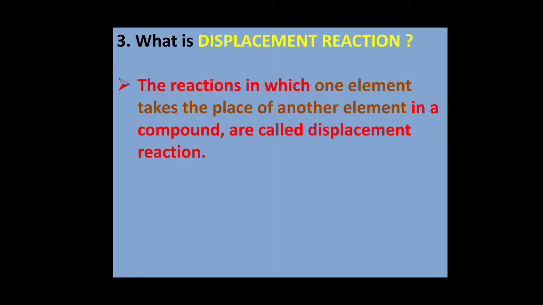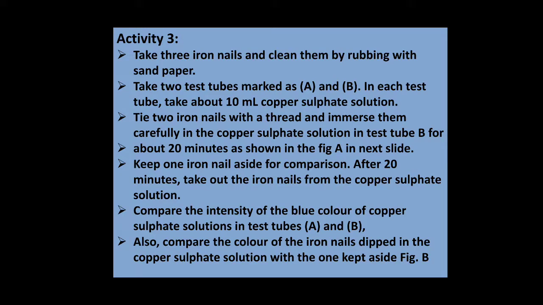So next, what is a displacement reaction? The reaction in which one element takes the place of another element in a compound is called a displacement reaction. Activity: take 3 iron nails and clean them by rubbing with sandpaper. Take 2 test tubes, mark them A and B. In each test tube, take about 10 ml copper sulfate solution. Tie 2 iron nails with a thread and immerse them carefully in the copper sulfate solution in test tube B for about 20 minutes, as shown in figure A in the next slide. Keep 1 iron nail aside for comparison.